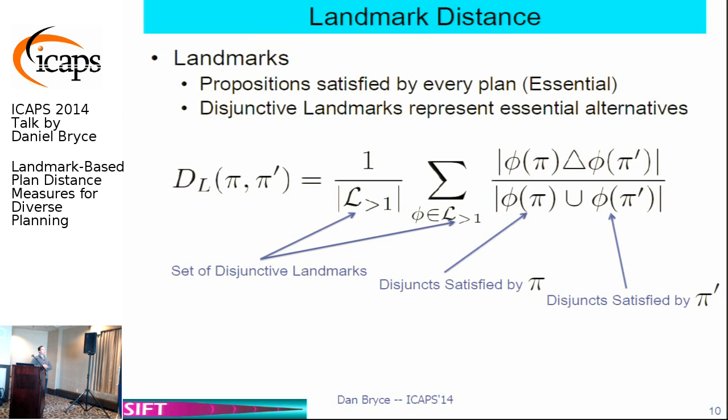Landmark distance is computed similarly to the action set difference, except we sum over every one of the landmarks that appears in our disjunctive landmark set. We look at how many of those disjuncts are satisfied by one plan versus another plan. Then we take the average of all of those disjuncts satisfied among all the disjunctive landmarks.